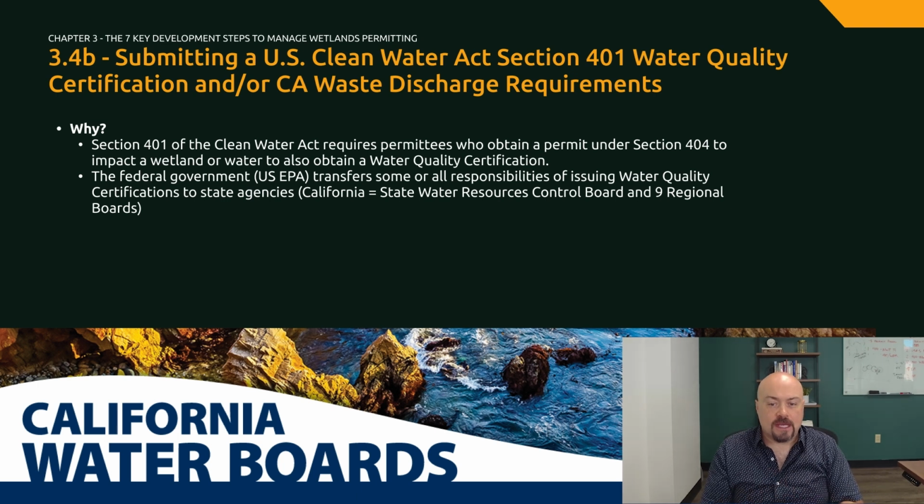Now we're going to turn our attention to Section 401 of the Clean Water Act and the Water Board. Section 401 of the Clean Water Act requires permittees who obtain a permit under Section 404 to impact a wetland or water to also obtain a water quality certification. The federal government, aka the U.S. EPA, transfers some or all of these responsibilities of issuing a water quality certification to the state agencies. And in California, that state agency is the State Water Resources Control Board and the 9 regional water quality control boards.